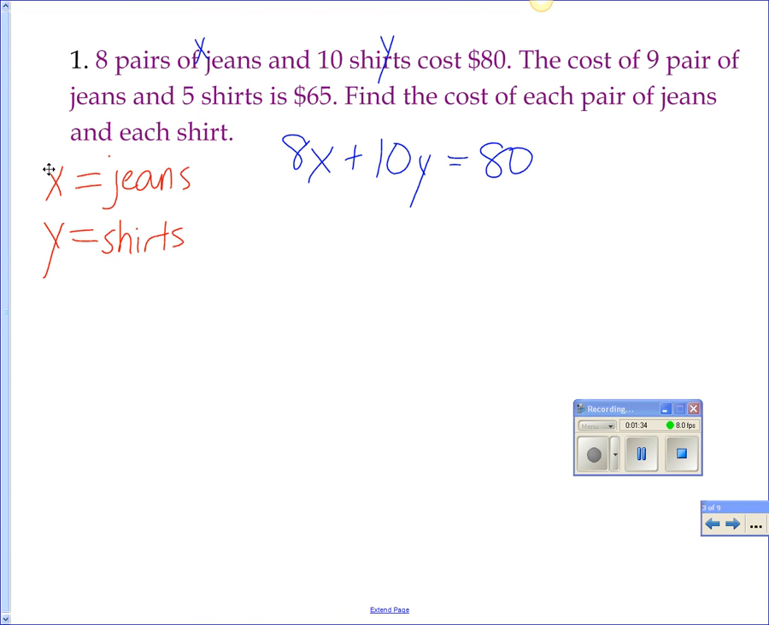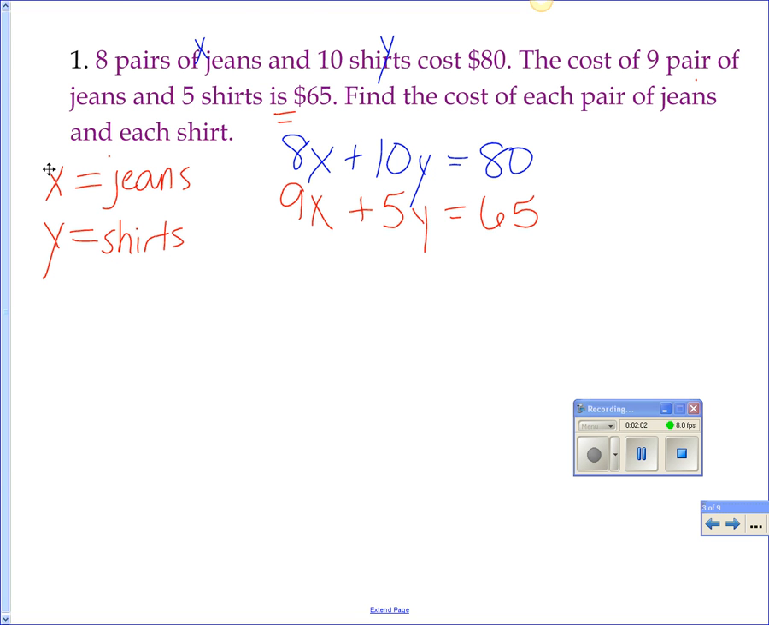All right, now I'm going to read the next sentence. The cost of 9 pairs of jeans, so I put a 9, and for jeans, I put an X. Plus, I'm buying 5 shirts. So that's 5 in what letter? Y. Is, remember, is equals 65.